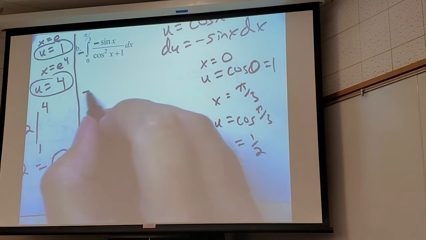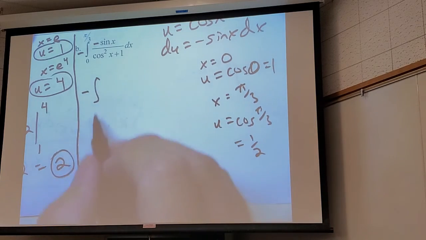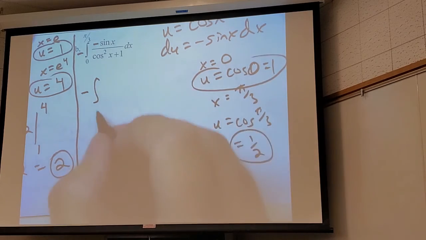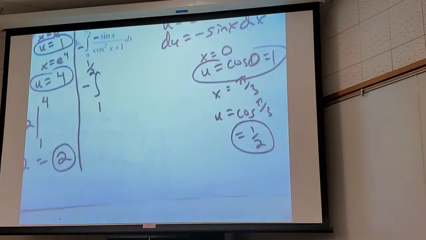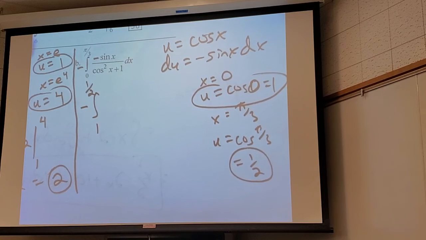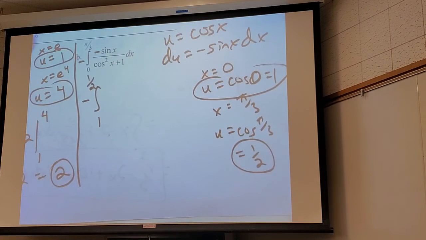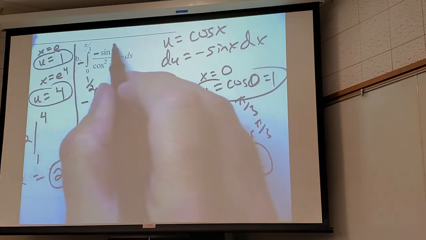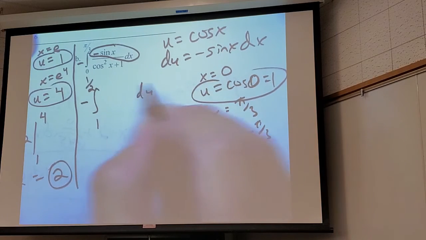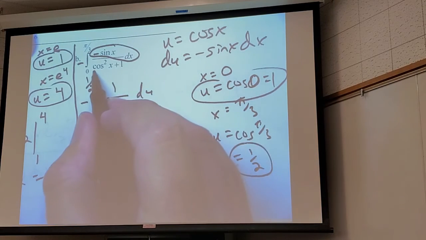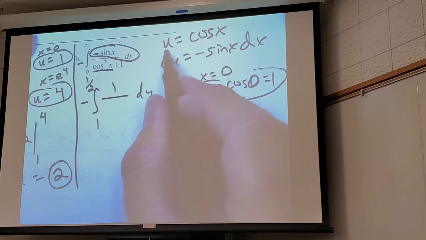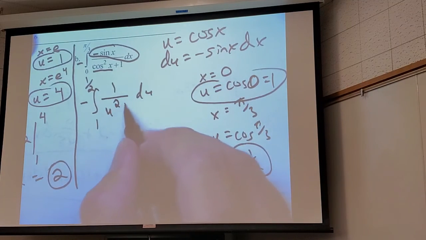So let's see what happens. Negative integral. What are my limits now? 1 to 1/2. Anybody freaked out that that kind of goes backwards? No, good. You shouldn't be. Who cares? And then what happens on the inside? What's negative sine x dx? du. And what am I going to put here? Cosine squared x would be u squared.